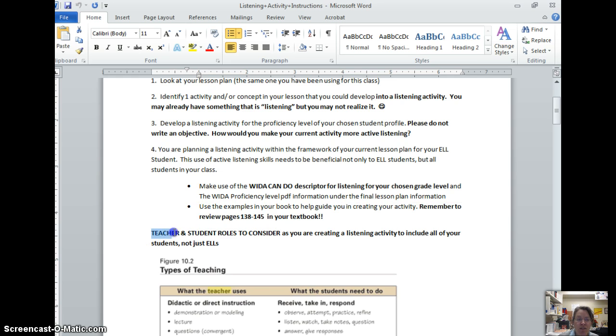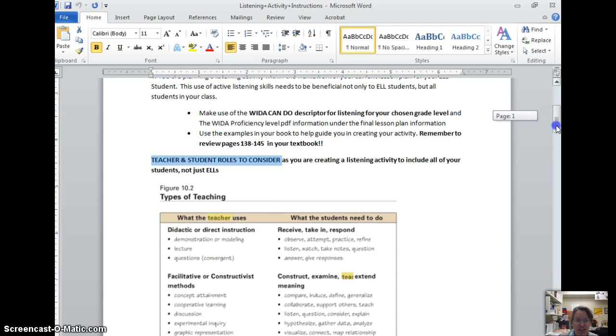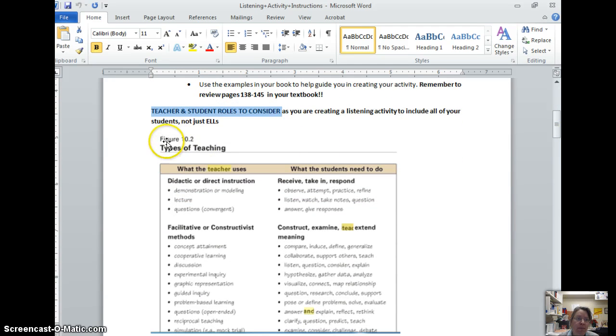All right, teacher and student roles to consider. As we've been progressing through this semester, I have asked you guys to always think about your role as a teacher and what the student's role ought to be. So this is what I'm going to ask you to do in this listening exercise. All right, you'll see this figure here, types of teaching. These are the types of teaching that teachers use, and this is what we need students to do.